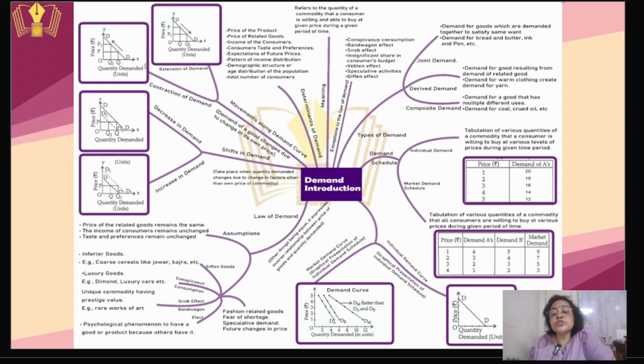Then the last point of exceptions to the law of demand is the Giffen effect. Robert Giffen observed that a typical inferior commodity consumed by the poor people may display an odd behavior. When the price of such a commodity rises, poor people may cut down on their purchase of other, say, more expensive ones and increase their purchase of this commodity. This happened in Ireland during the 19th century.